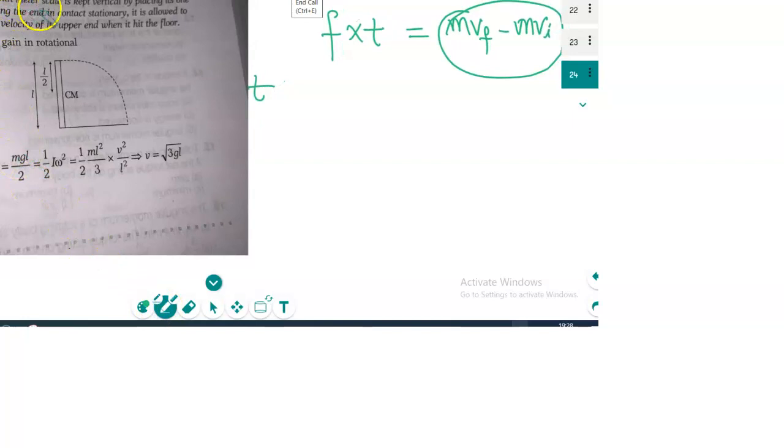A thin meter scale is kept vertical by placing one end on the floor, keeping the end in contact stationary. It is allowed to fall. It has potential energy, and then it is converted into rotational kinetic energy. The center of mass is here. For potential energy, we will not take the full height. What we will take is half height.